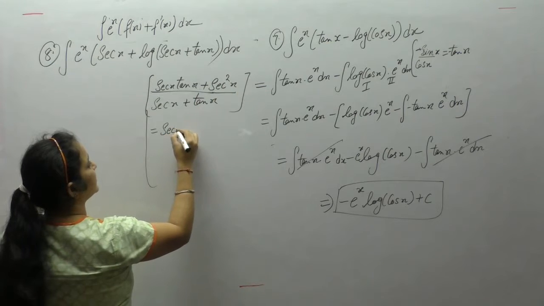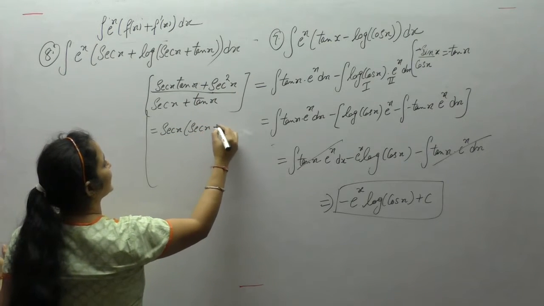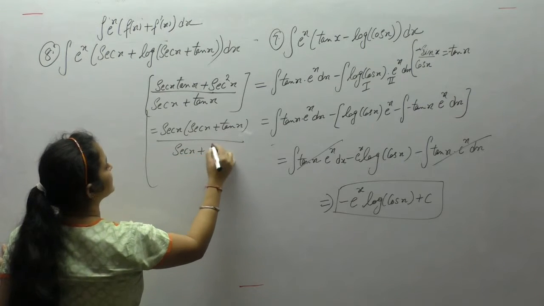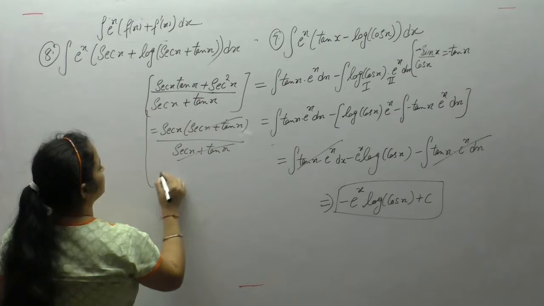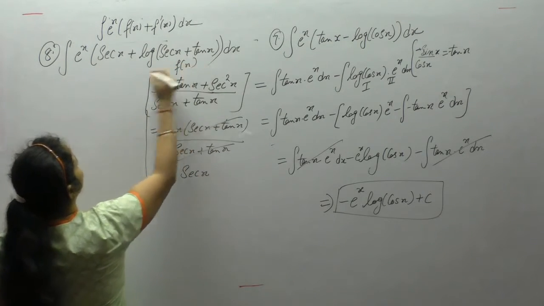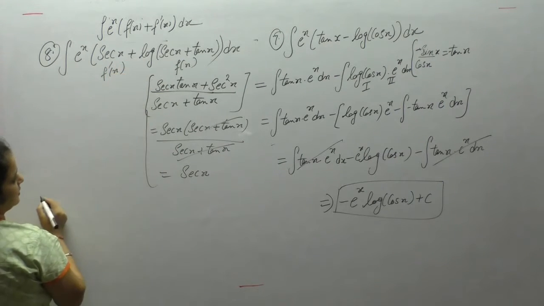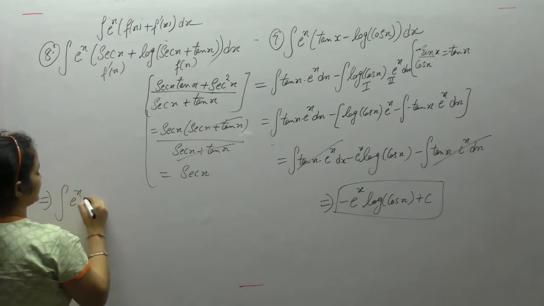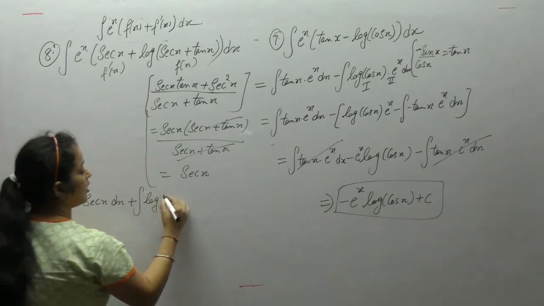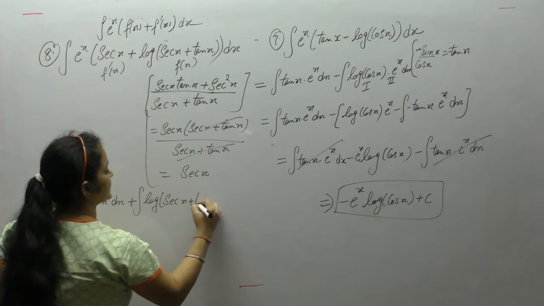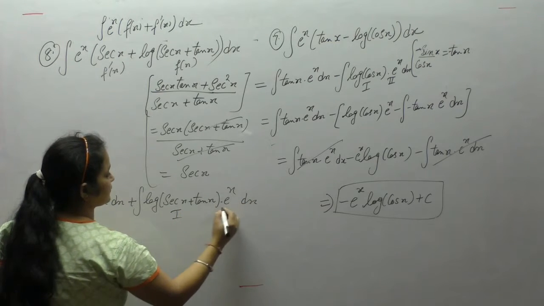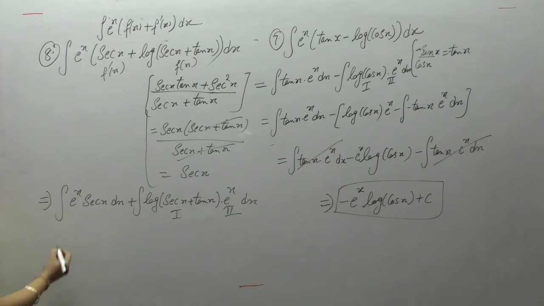Take sec x common. Sec x plus tan x upon sec x plus tan x. What do we get? Sec x. So we take this as f of x and this is f dash x. e^x into sec x dx plus log of sec x plus tan x into e^x dx. Take this as first function and this as second.